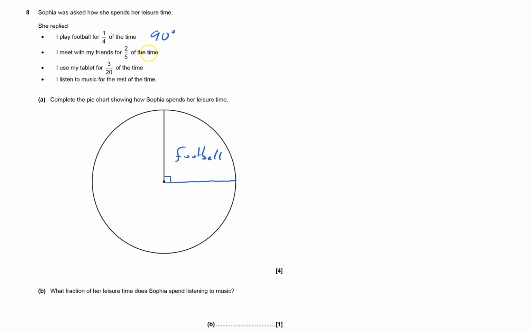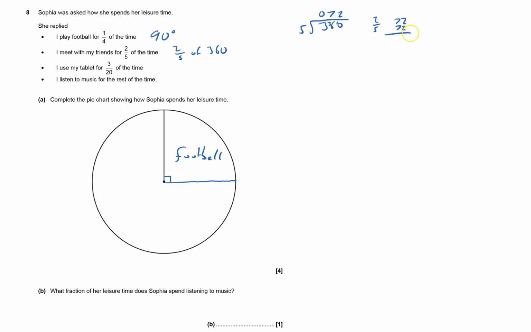Friends is 2/5 of the time, so I've got to do 2/5 of 360. So I'm going to find out 1/5 of 360 first. I can do 360 divided by 5, using the bus shelter method. Does 5 go into 3? No, so I carry the 3. Does 5 go into 36? Yes, it goes 7 times into 35, so there's 1 left over. 5 into 10 goes 2. So 1/5 is 72 degrees, so for 2/5, I need to do 72 times 2.